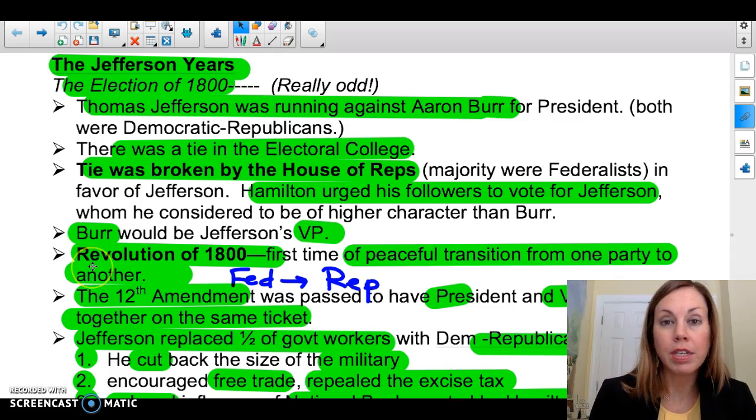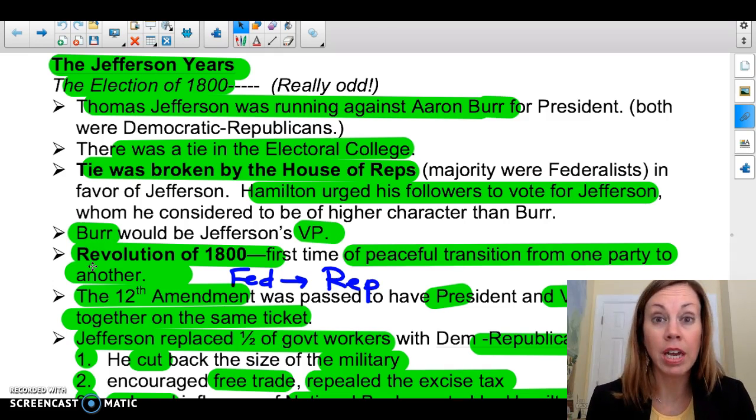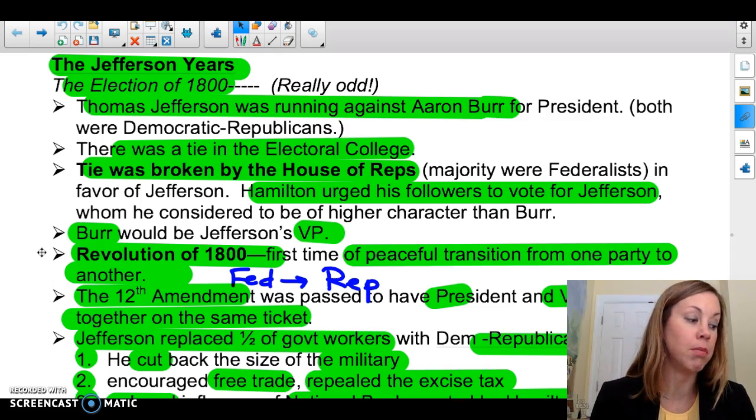Why is this such a big deal? Because in other nations during that time and even today, when you see a change in power in a nation that does not have a democracy, it is often with bloodshed and war and horrible coups and things happening to remove the one guy so the other can come in. So we don't have that in America. And that's why this first transition is so important, because it set the stage for many, many more.